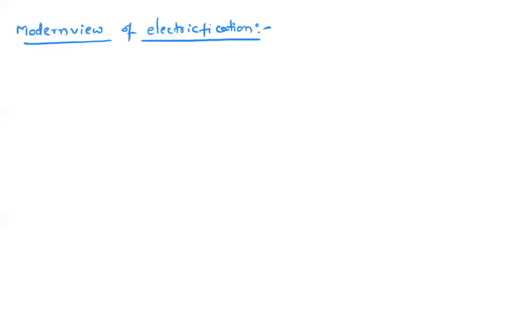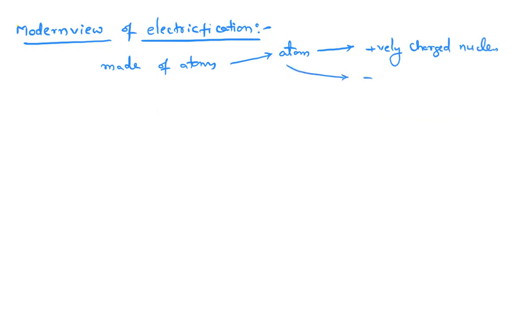According to the modern view of electrification, every substance is made of atoms. An atom consists of a positively charged nucleus, which is surrounded by negatively charged electrons. Every atom consists of an equal amount of positive charge and an equal amount of negative charge.